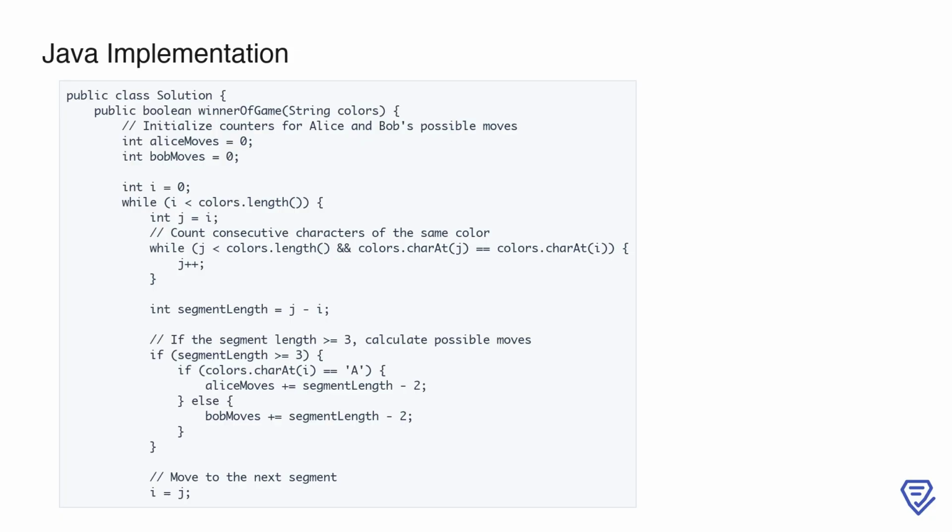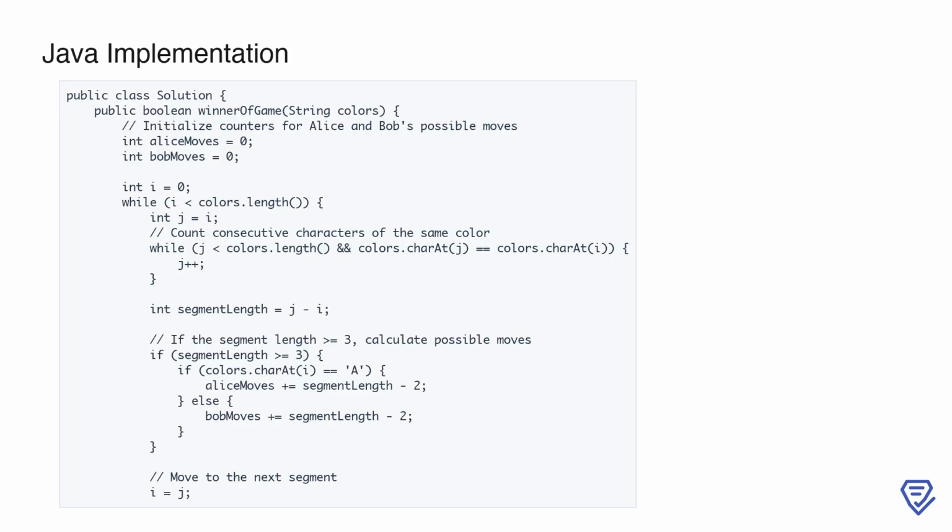the length of consecutive characters that are the same. This helps us identify segments of pieces belonging to the same player. Once we determine the length of the segment, we check if it is greater than or equal to 3, as only segments of this length or longer allow for valid moves. If the segment meets this condition, we calculate the possible moves for the player based on the segment's length.